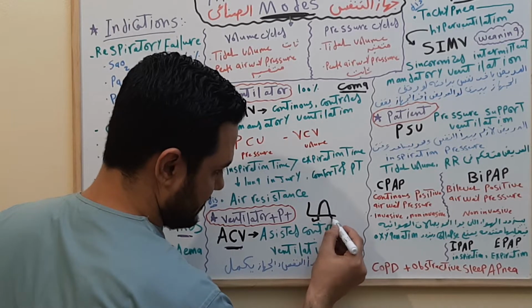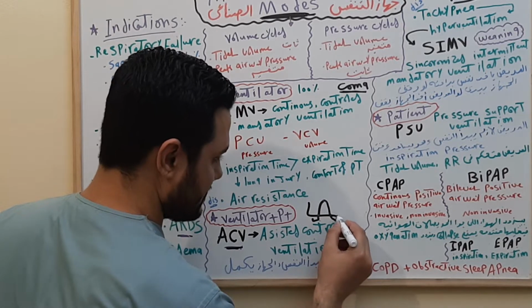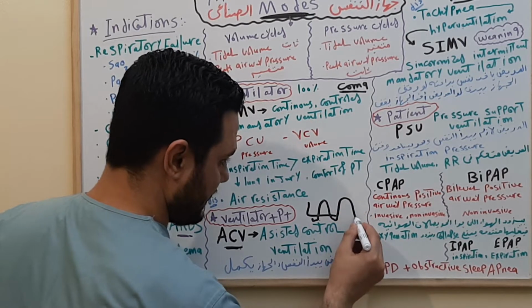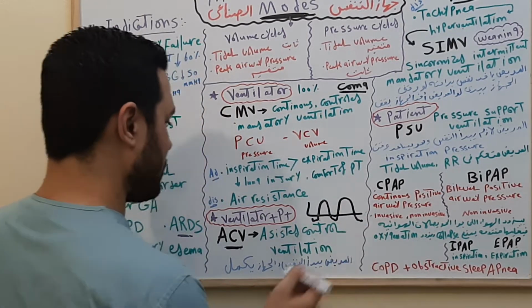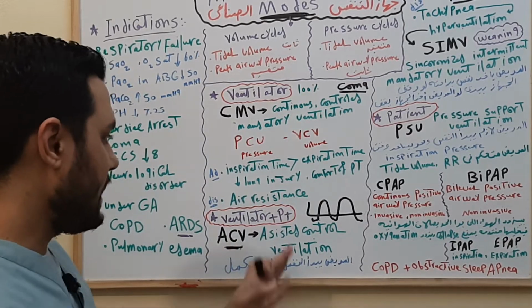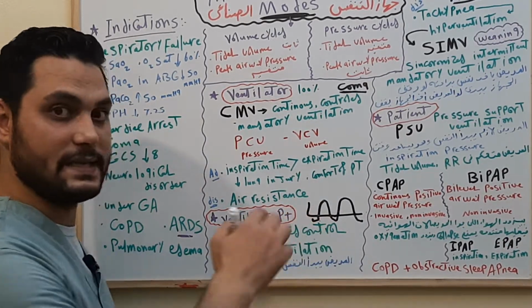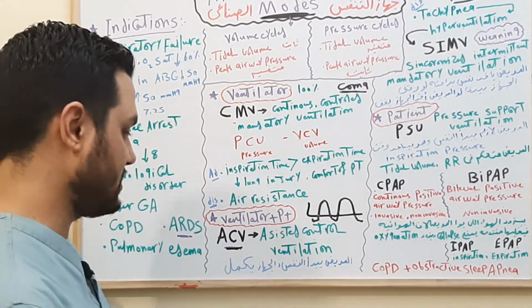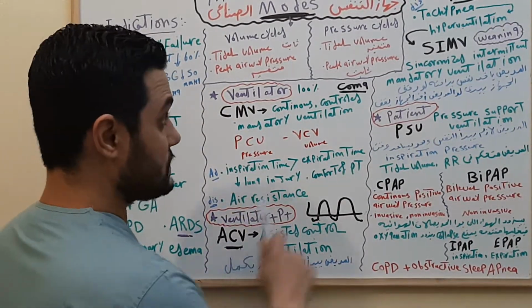then the machine continues inspiration and gives expiration. Then again, the patient starts ventilation or starts inspiration, so the machine continues inspiration and expiration. Okay, like this. This is the cycle for this one. So ACV lets the patient start inspiration, then the machine continues inspiration and expiration for the patient. Okay. The disadvantage of this one is tachypnea.